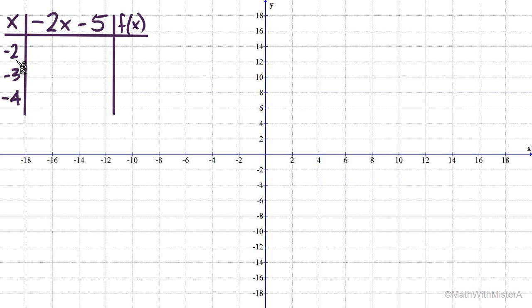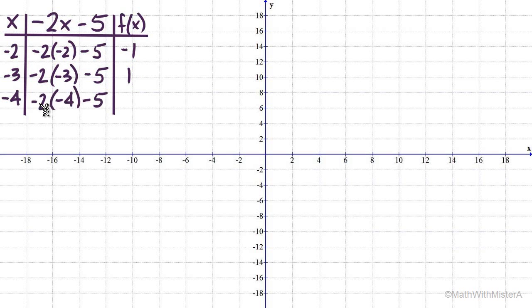Now one at a time, we're plugging in the x value in place of this x. And I'll simplify, so this would be a positive 4 minus 5 equals negative 1. That will be a point that we plot. Then if x is negative 3, negative 2 times negative 3 is positive 6 minus 5 gives us positive 1. And this last point, x equals negative 4. Negative 2 times negative 4 is 8. 8 minus 5 equals 3. So we have some ordered pairs that we can plot for the first piece of this function.